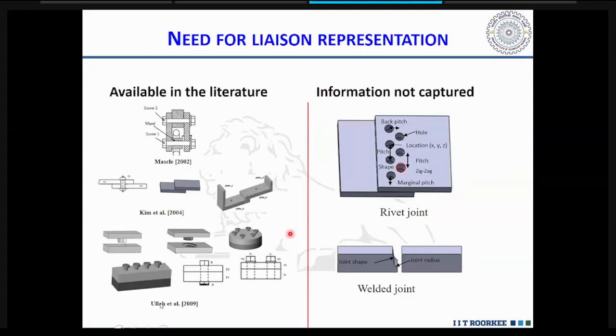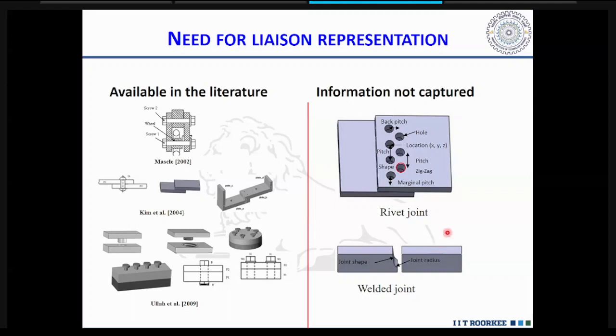This is the information available in the literature. Massel, Keel, Ulla, many people talk about the liaison, but they have missed the major components of the liaison. Information such as back piece, hole, location, piece, pattern, grooves, joint roots, joint radius was not captured whenever they talked about the liaison.